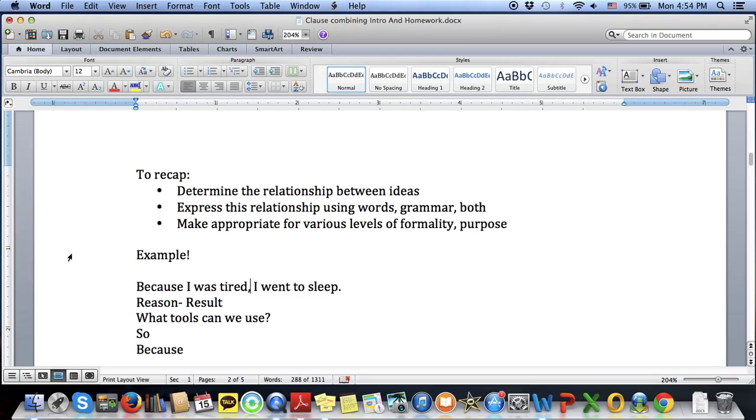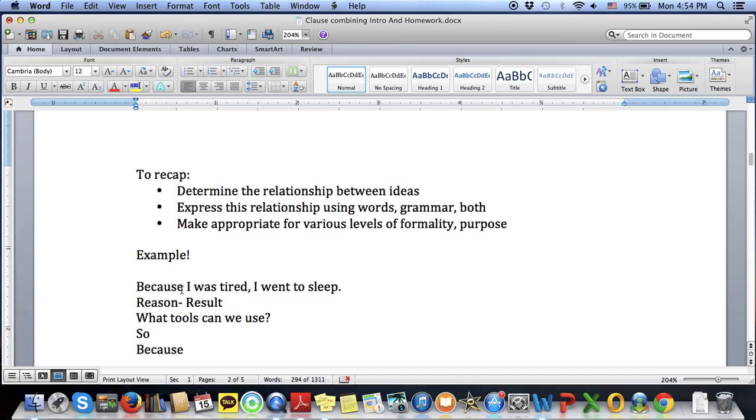So I could do this. I could say, because I was tired, I went to sleep. Aha. Now I've identified the reason. Great. So in this particular case, I can show a reason or I can show a result. I can't show both of them at the same time.